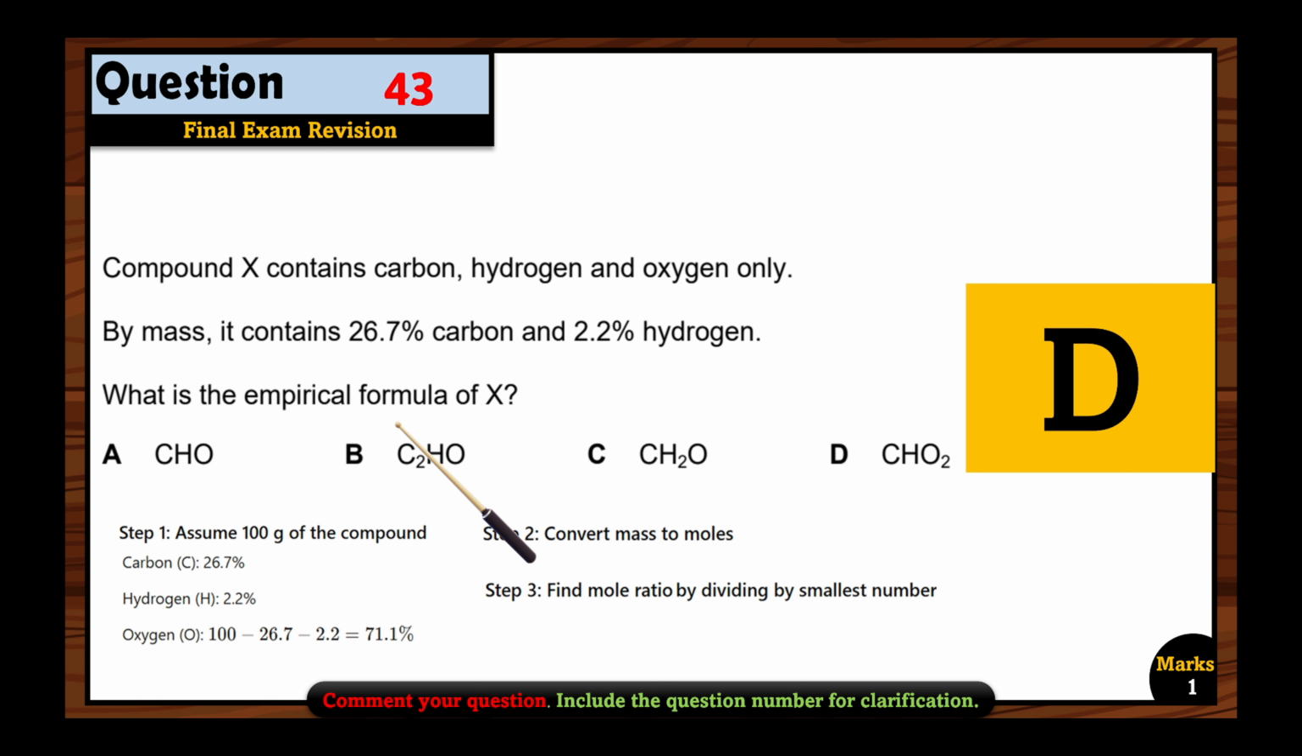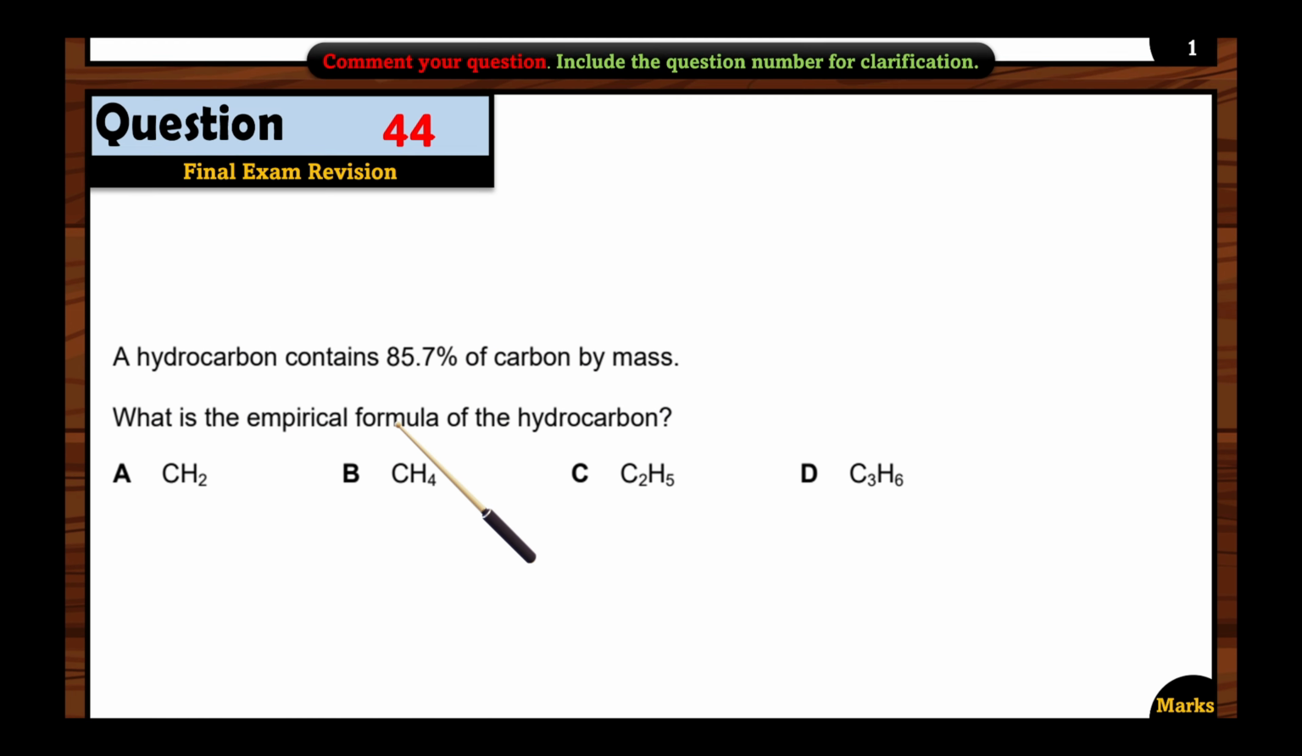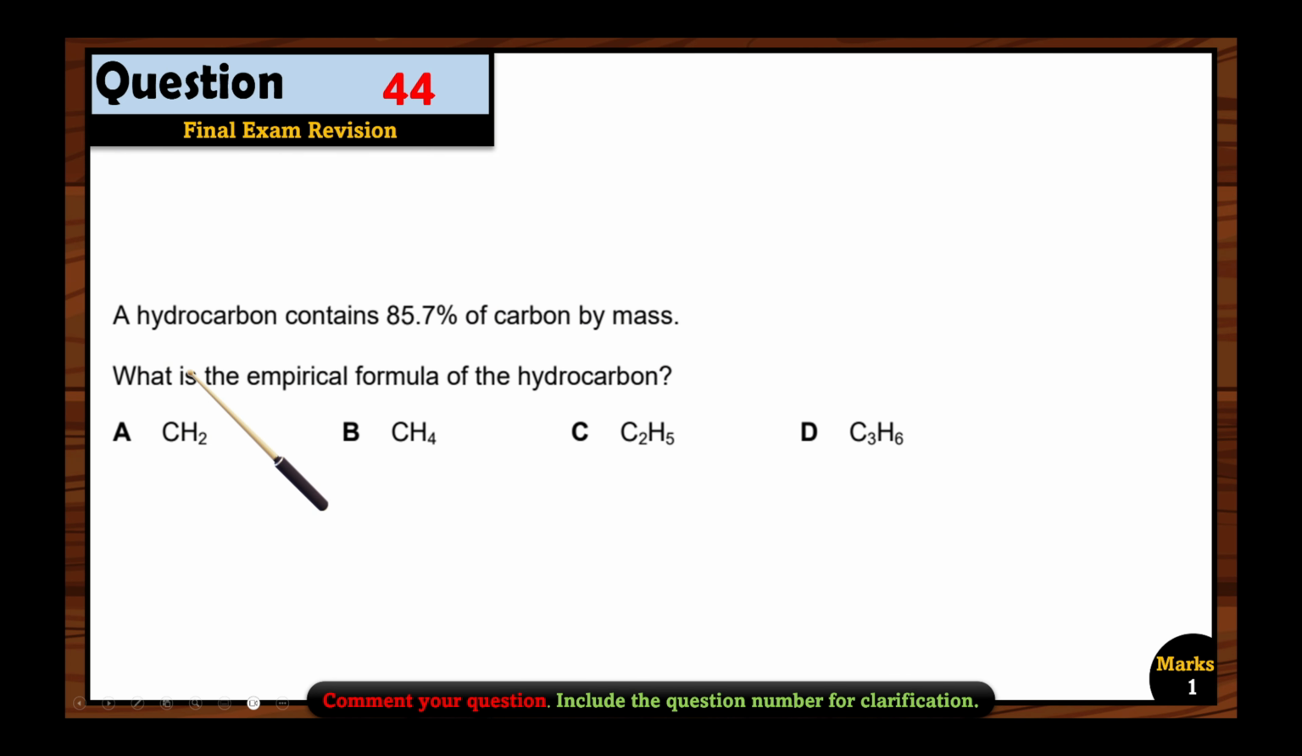Okay, you can do just that, just like that. Question 44, again, it's the same. A hydrocarbon contains 85.7 of the carbon by mass. What is the empirical formula? Simple. You have to first find the hydrogen mass. How can you find it? 100 minus 85.7.